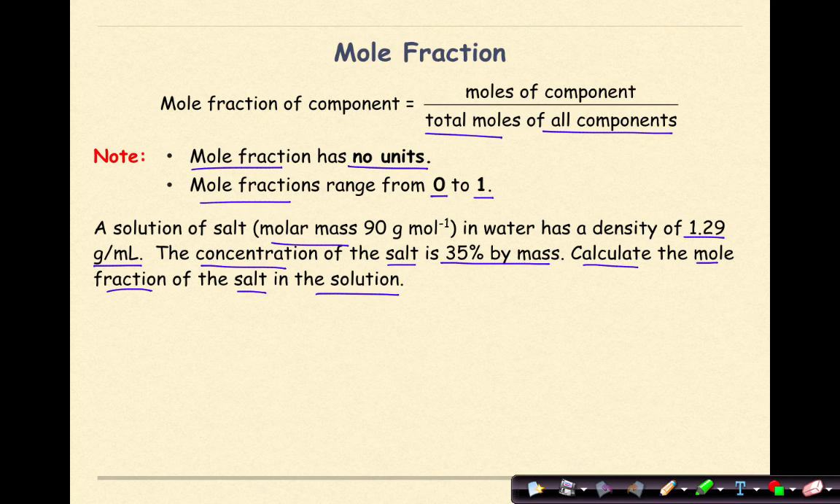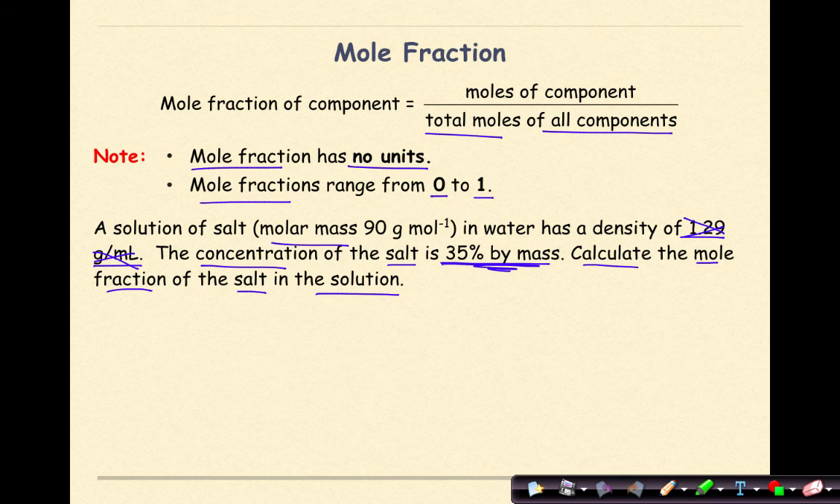Now, the first thing that we should notice here is that we really don't need to use the density because we're not involving volume. So we can basically ignore this part right here, because what we are trying to do is to find the moles of our component over the total moles. The key thing here is to look at this 35% by mass.